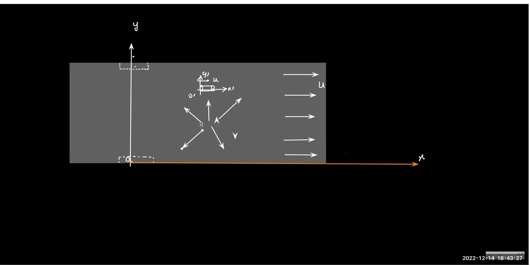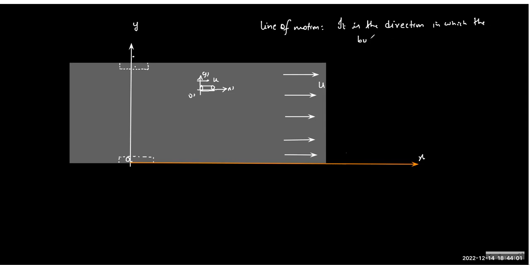In the frame of water, your motion is plain and simple. The way you try to swim, the way you will appear. It is the ground frame which will look different. So if I try to define the line of motion, what I can say? It is the direction in which the boat or swimmer intends to move.